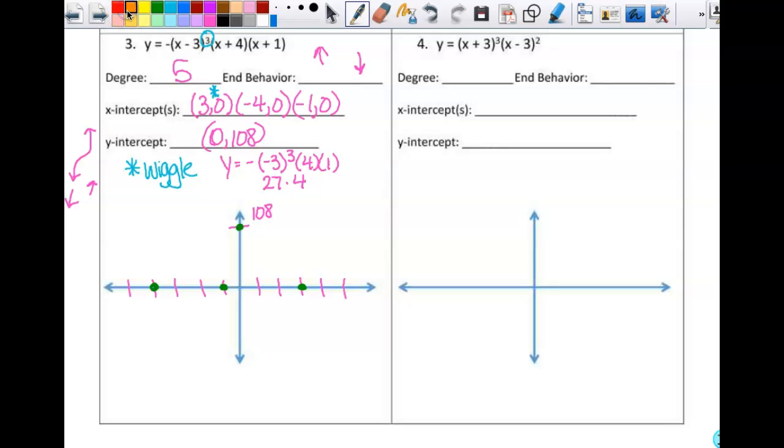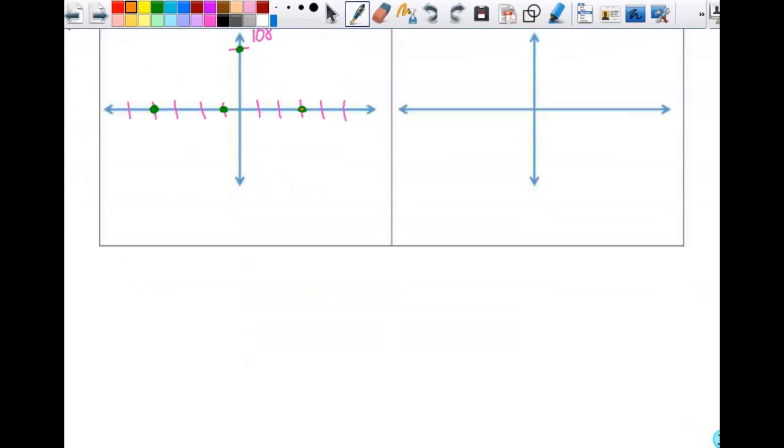I'm going to graph this. I'm wiggling here. This is where my wiggle is. You don't get to wiggle wherever you want. Your wiggle is at that (3, 0). So I'm putting a little different dot there so I can think through that. My end behavior is up, down. So I start up.